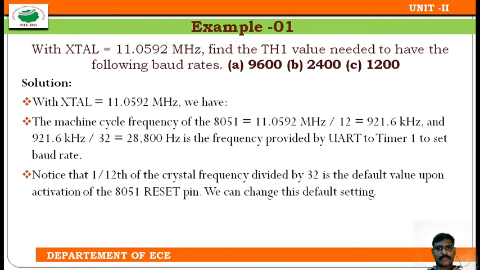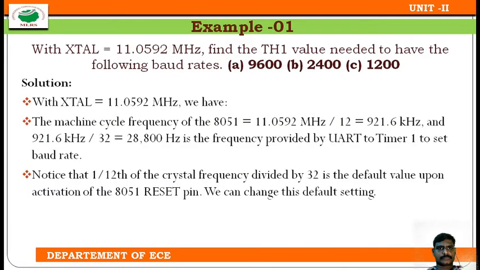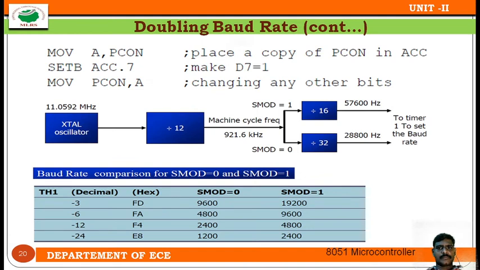When Timer 1 is used to set the baud rate, the programming mode is the 8-bit auto-reload mode. To get the baud rates, we must use TH1 to load the value, and these are the values here. I'll show the table: these are the values I need to load for the corresponding baud rates, in mode 0 this is a value, and in mode 1 this is a value.